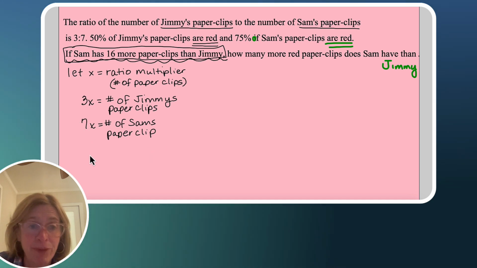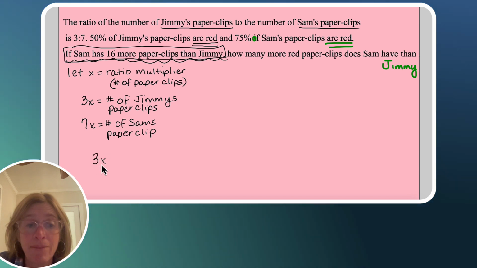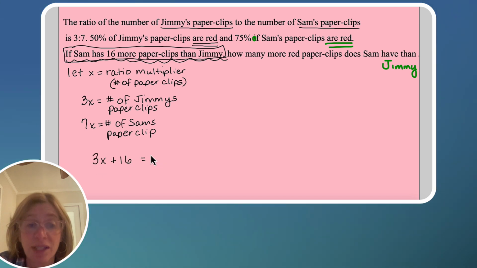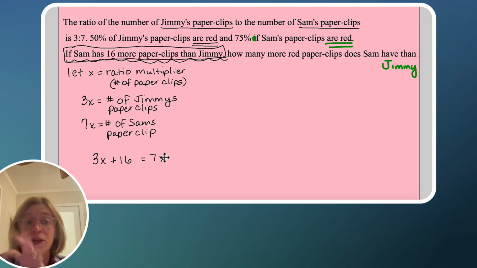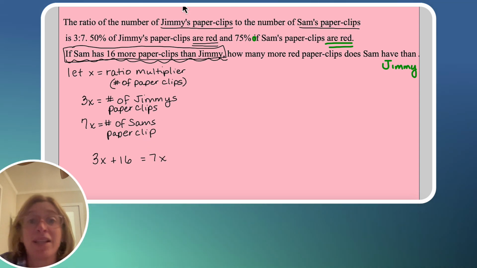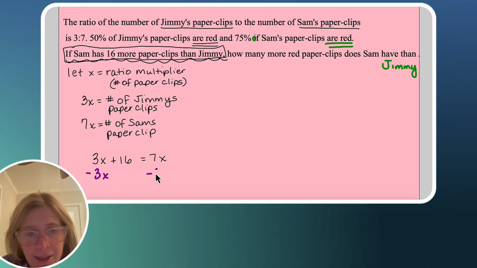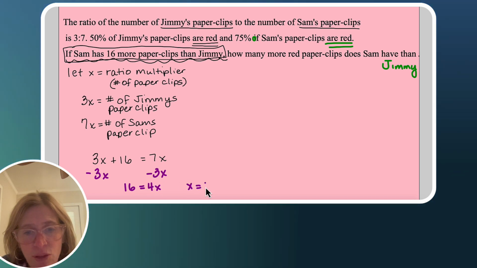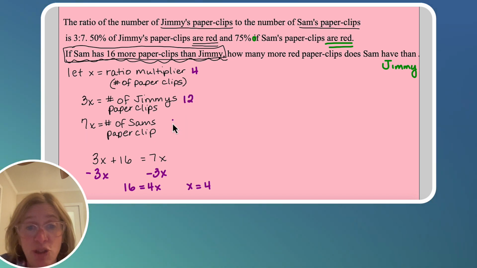Sam has 16 more than Jimmy. So Jimmy plus 16 would be equal to Sam, because if we're going to use the equal symbol, we need to balance it out. So we give 16 to Jimmy so that they're equal. Then I solve that and subtract 3x, so I get 16 equals 4x, and x equals 4. So I know that Jimmy has 12 paper clips, 3 times 4, and Sam has 28 paper clips.